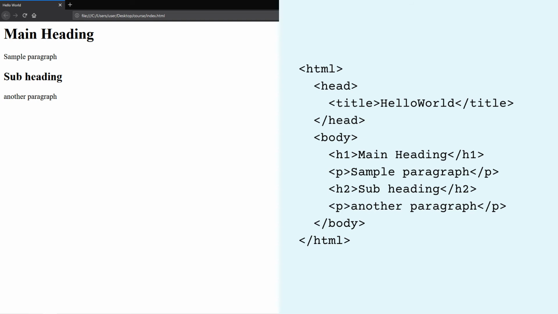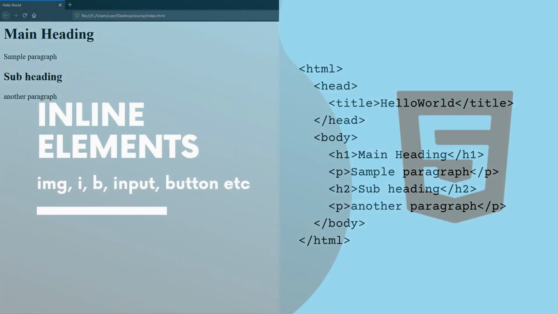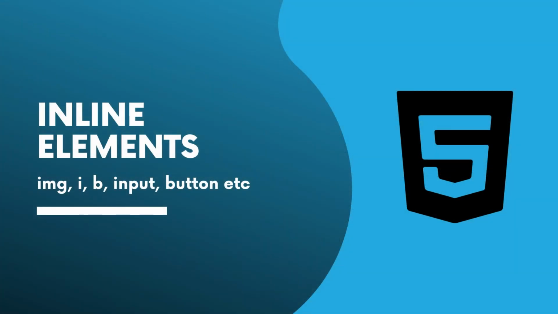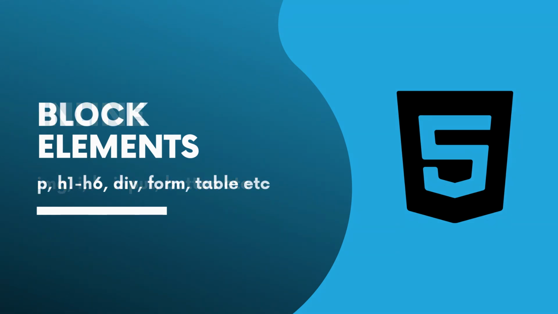There are two types of elements available in HTML: inline elements and block level elements. In case of inline elements, suppose you are adding two images one after another, then those two images will be rendered by the browser parallelly on the same row. Block elements basically take up the entire width and always start a new line.